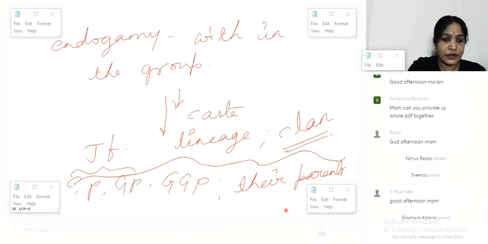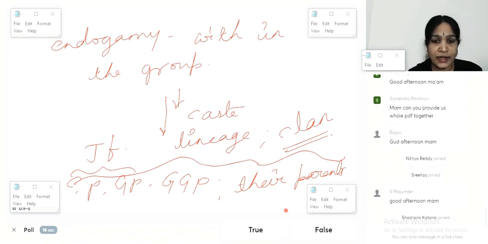Okay. So answer this question. Respond to this poll, true or false. Clan is larger than lineage. Yes. Okay. But same concept. Okay, so I hope you are understanding.